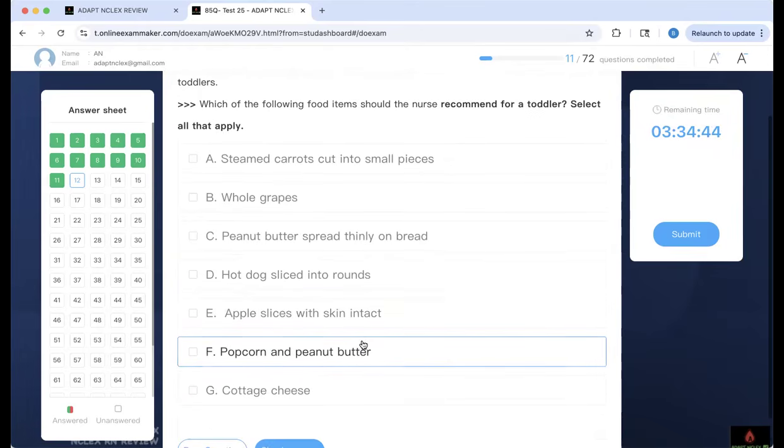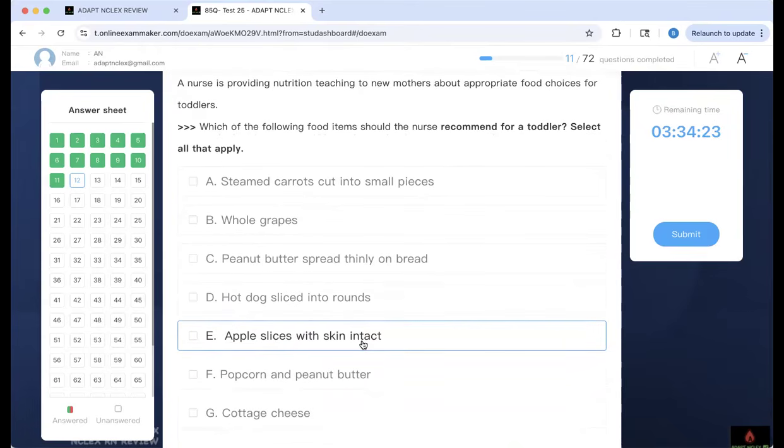Steamed carrot cut into small pieces. Whole grapes. Peanut butter spread thinly on the bread. Hot dog sliced into rounds. Apple slices with skin intact. Popcorn and peanut butter, and cottage cheese. Think about it, a toddler. What do you worry about? When you see these health promotion questions, always think about it in the safety form. So what do you think? Number 12. Pick your answer, let me know.